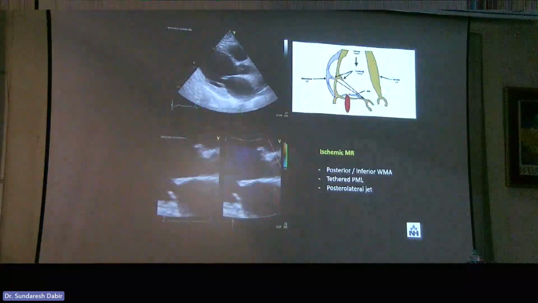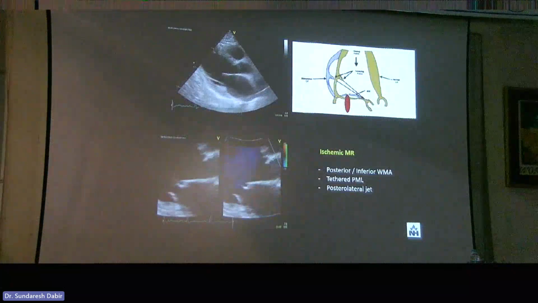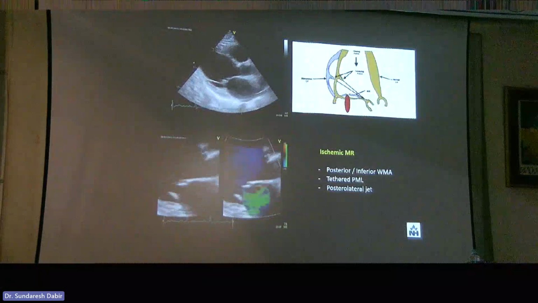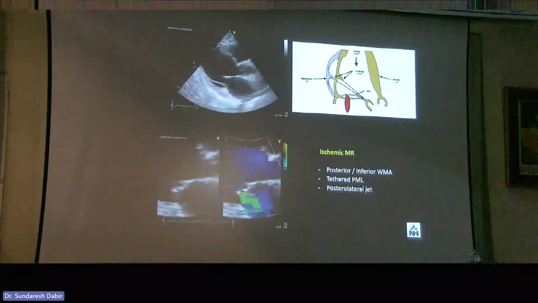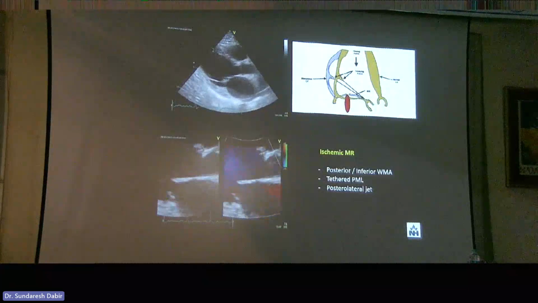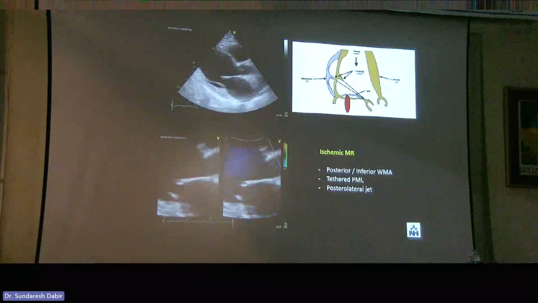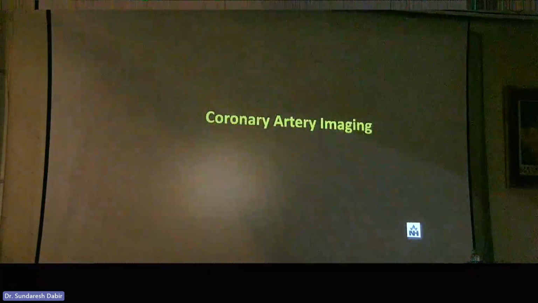Just one look at ischemic MR. In ischemic MR, the usual culprit is the posterior, the inferior wall, especially the posterior wall. It pulls the posterior mitral leaflet downwards, and then the anterior mitral leaflet, as you can see, is not going to coapt properly. It is going to coapt somewhere in the middle of the posterior mitral leaflet, and this causes the MR jet to go posterolaterally. So that is a clue that it is going to be an ischemic MR.